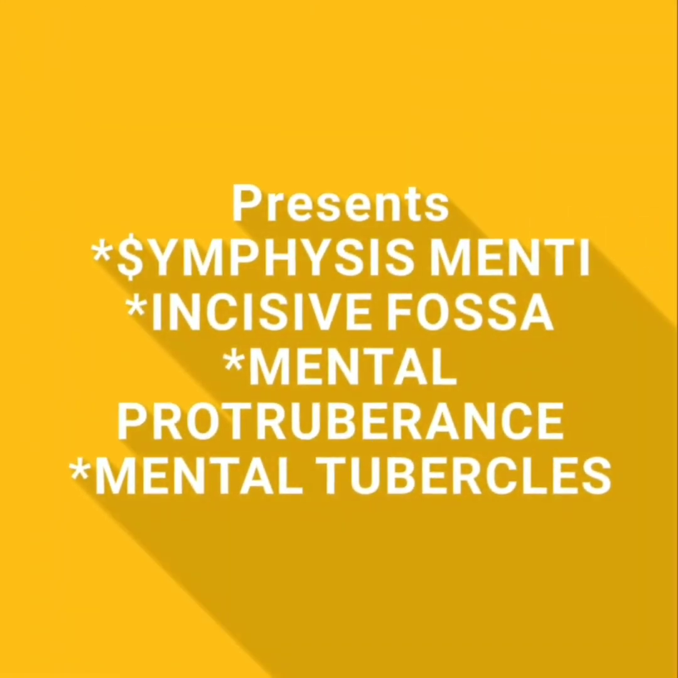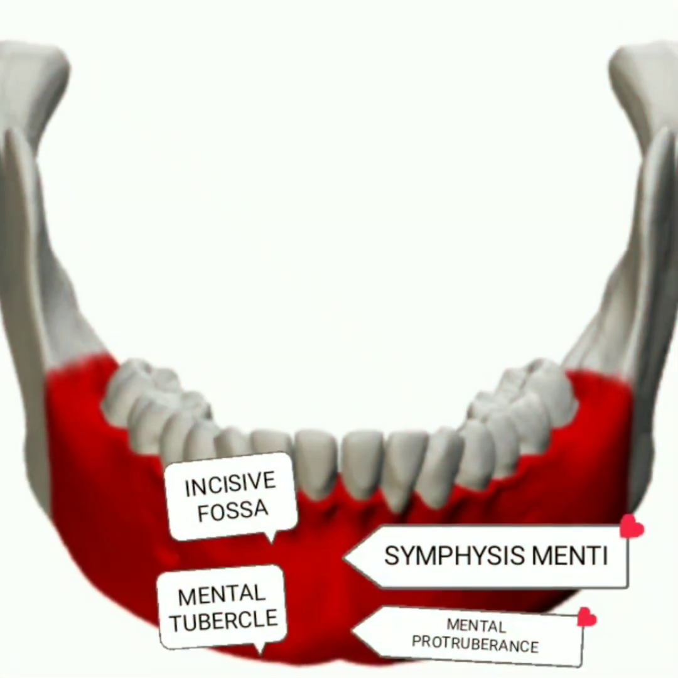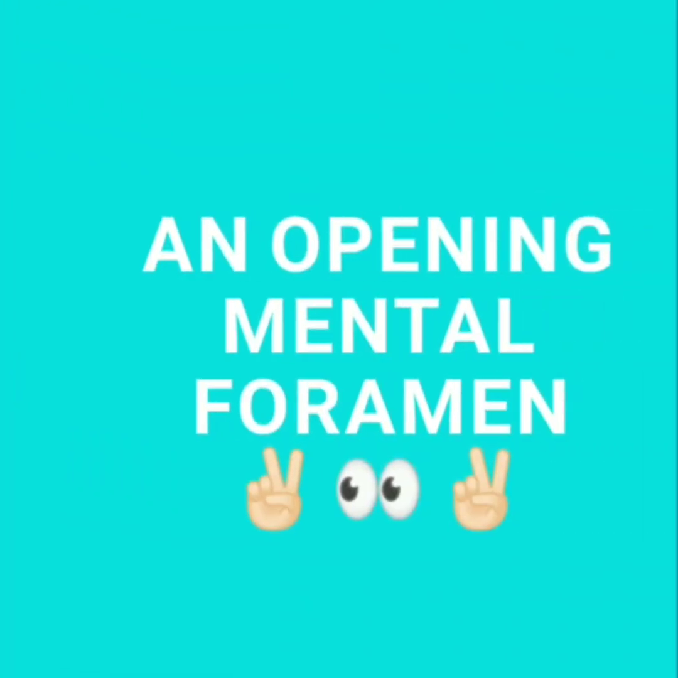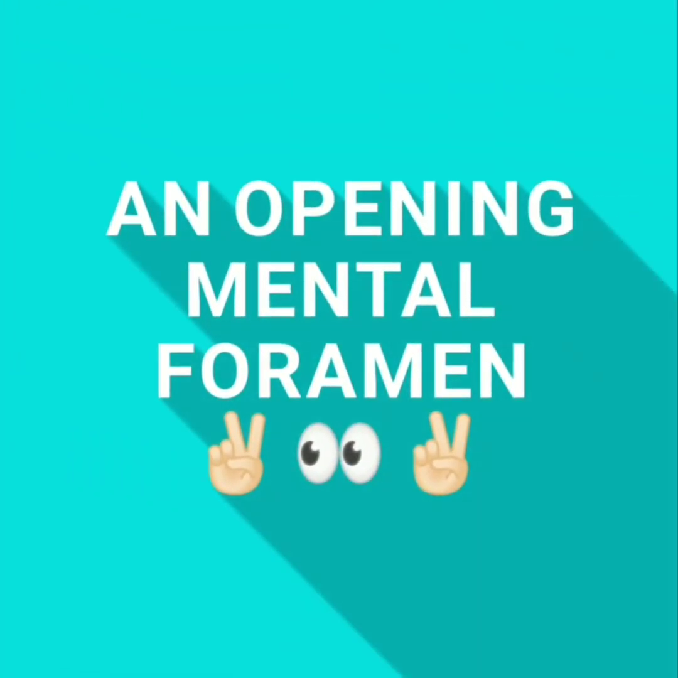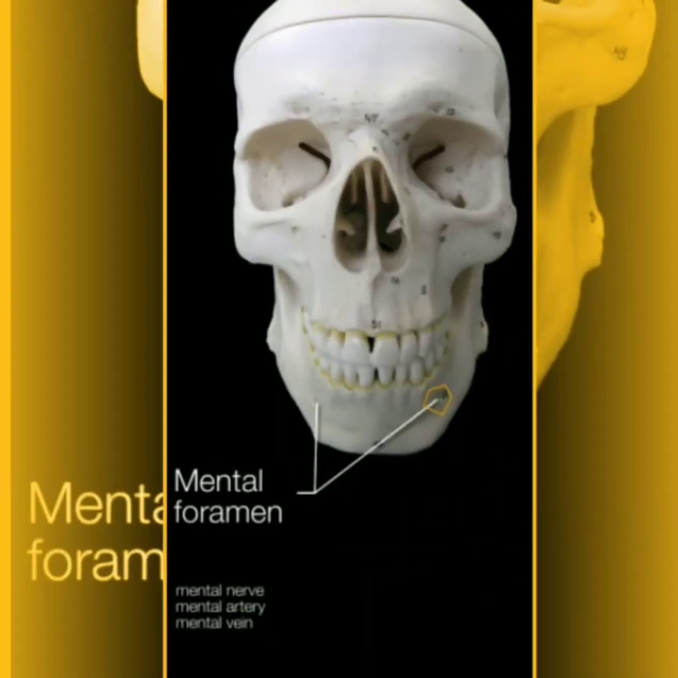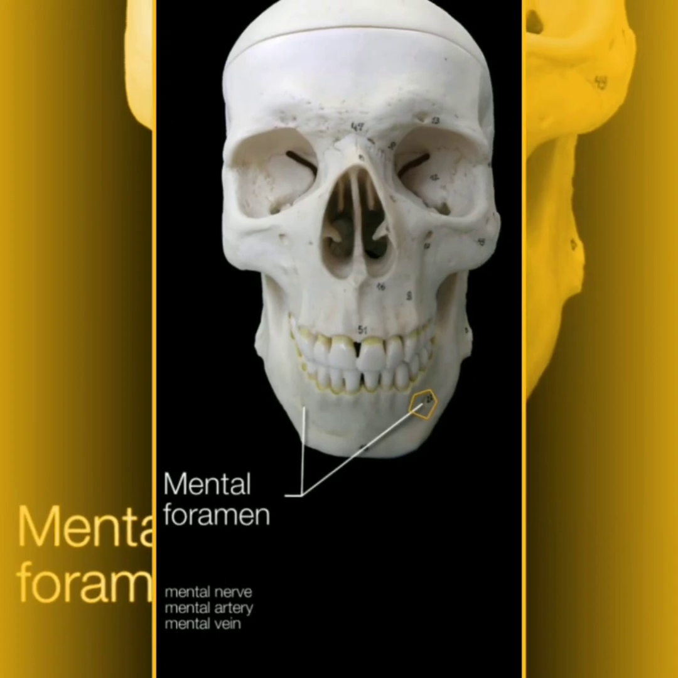Outer surface presents symphysis menti, representing the union of the right and left halves of the mandible in the midline. Depression below the incisors is known as incisive fossa. Triangular elevation below the symphysis is called mental protuberance. Inferior lateral angles of the protuberance present two elevations called mental tubercles. Two openings are observed, one on each side, called mental foramens, at the junction of first and second premolars, transmitting mental nerves and vessels.